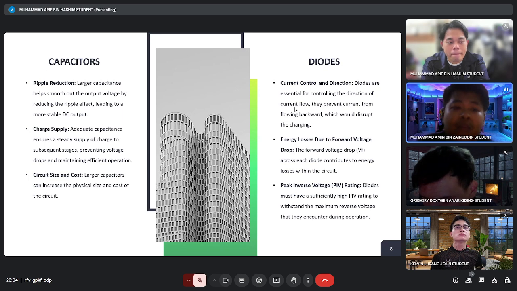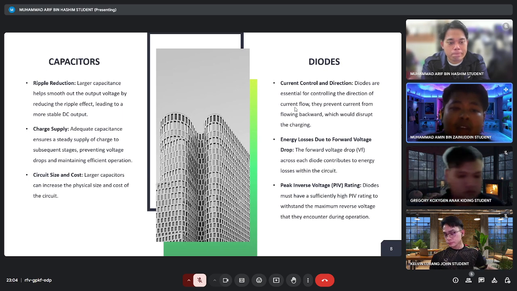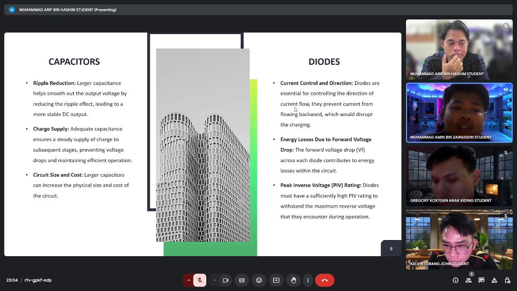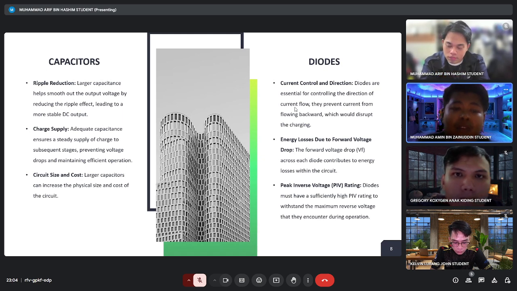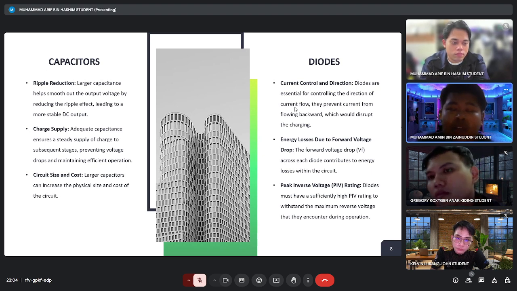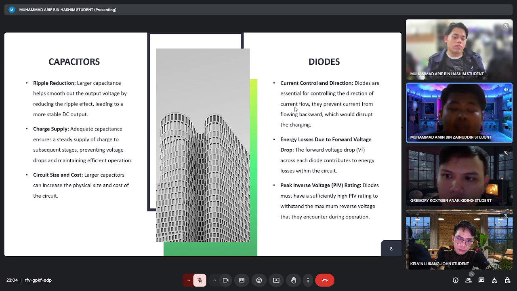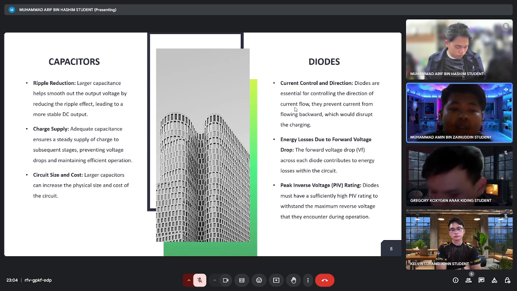And then for the charge supply, it educates the capacitance to ensure a steady supply of charge to subsequent stages, preventing voltage drop and maintaining efficient operation. For the circuit size, of course, if you use a bigger capacitor, it will take up a bigger physical size, and also it will cost more money.